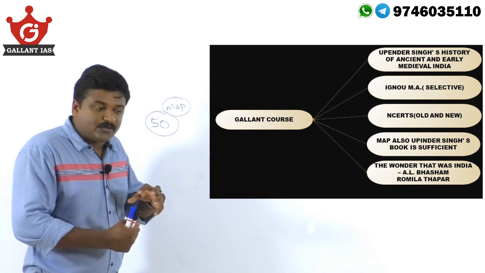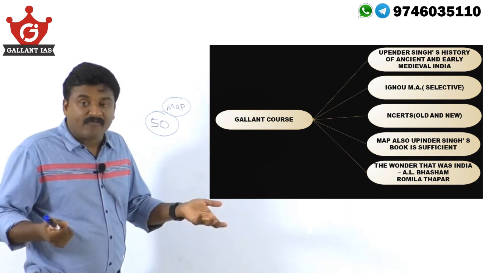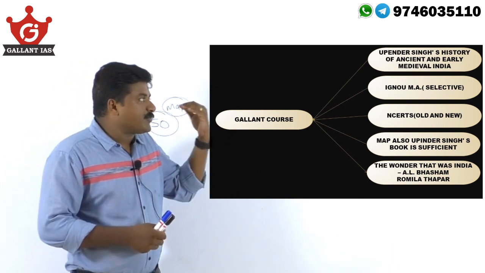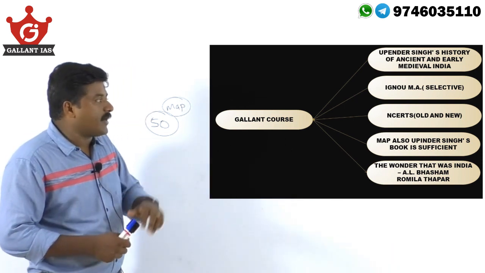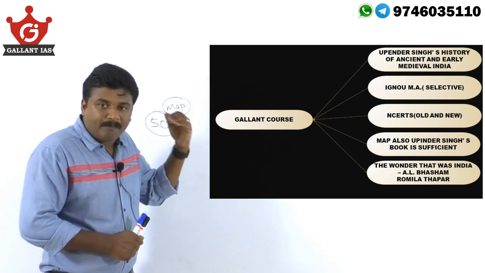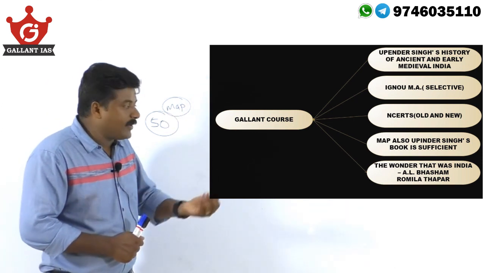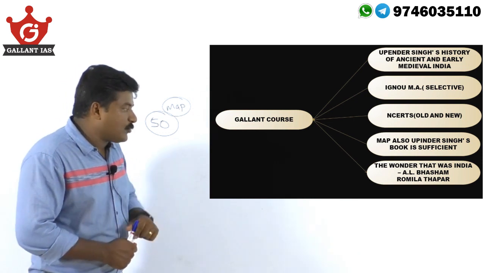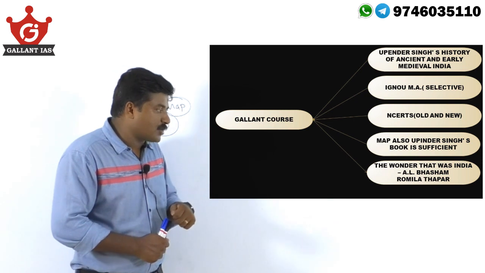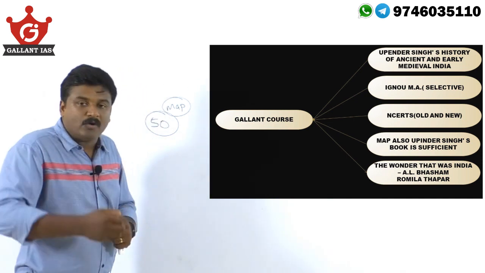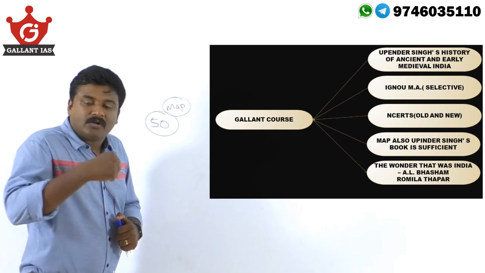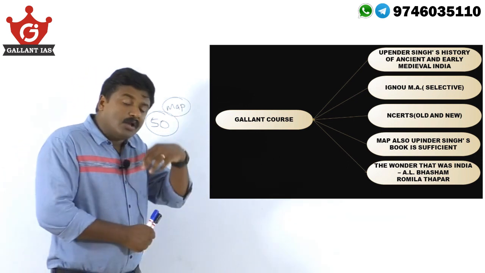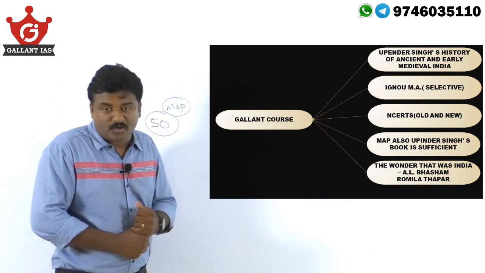If you take history as an optional, there are thousands of reference books you have to read. Starting with Upinder Singh's History of Ancient and Early Medieval India, IGNOU, MA, BA material, NCERT old and new, then the map, which is under Upinder Singh, then The Wonder That Was India by A.L. Basham, Romila Thapar, then Norman Lowe, then Arjun Dev, Bipan Chandra, Shekhar Bandyopadhyay, Satish Chandra, R.S. Sharma, loads of textbooks, loads of reference books you have to study.